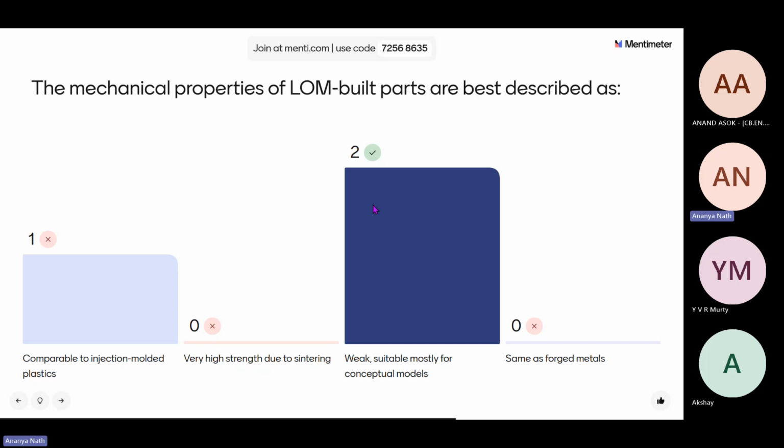So for conceptual models, it's good because, as I mentioned, it is more useful for making patterns for later on, which you can use for making molds for casting. So it's weak. The parts are weak because anyway, you are making it out of paper sheets or plastic by adhesive joining. So it's not a very high quality joint. So mostly used for conceptual models. Conceptual model means only for a display purpose, getting some display understanding, rapid prototyping to show the part how it will look like after printing or making patterns.